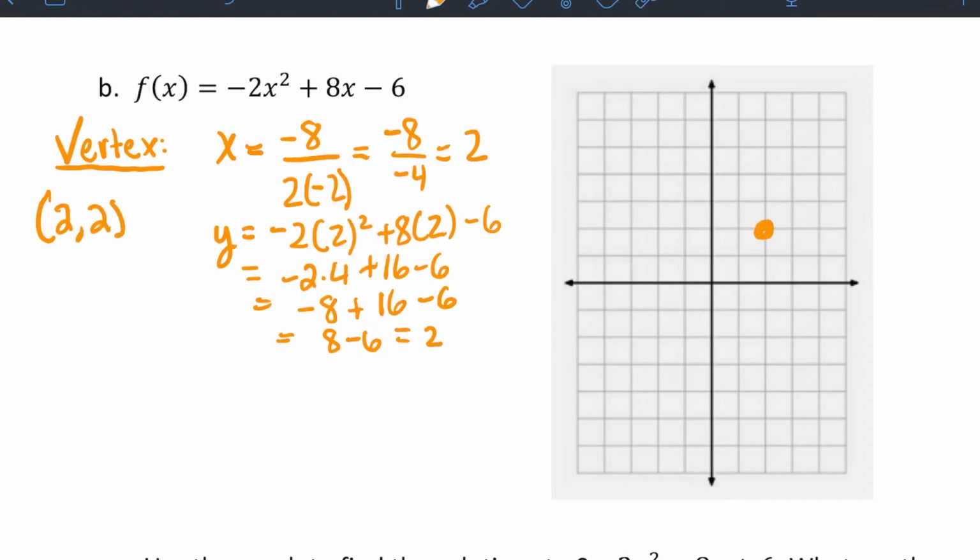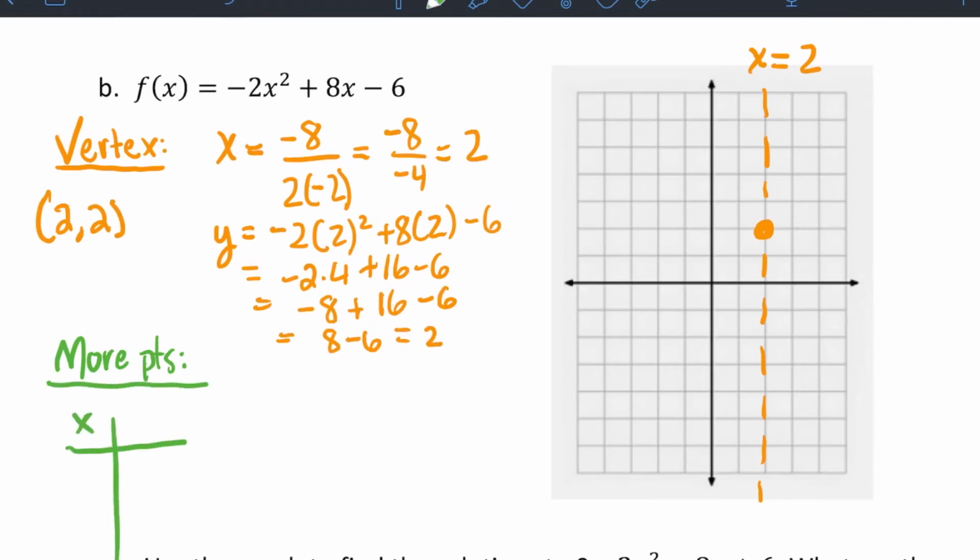Plot that on my graph, draw in my axis of symmetry to remember where the middle is. Now I need some additional points. So if I pick some x-coordinates that are close to my vertex so that they're likely to fit on my graph, that's ideal. I could do like 3 and 4, or actually, you know what, it'd be easier to plug in 0 and 1 on the other side. So let's do 0 and 1.